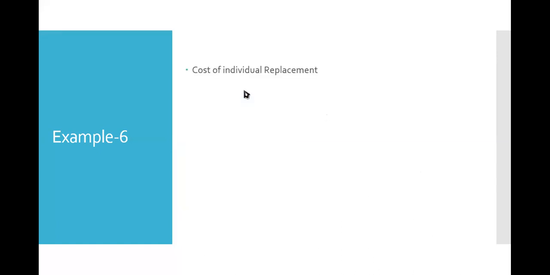First, we will find out the cost of individual replacement. And for that, the equation is such that we must find out first the average replacement cost per month, or average replacement cost per cycle. Cycle could be 1 month, it could be in hours, it could be in week, it could be in month, and it could be in years also.